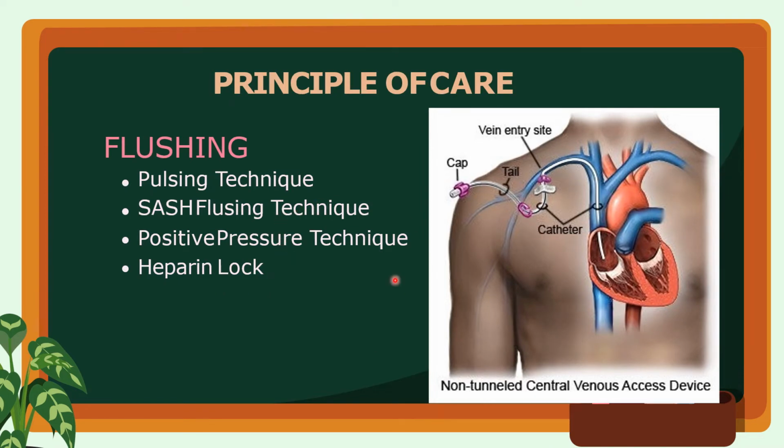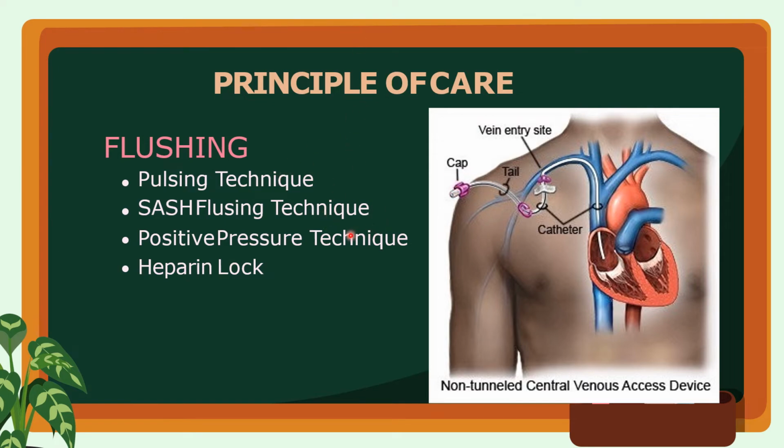So these are the different techniques of flushing. We have pulsing technique, SASH flushing technique, positive pressure technique, and heparin lock technique. It is important to know your materials and supplies, specifically the cap of your line, because this will help you determine which particular technique is needed.